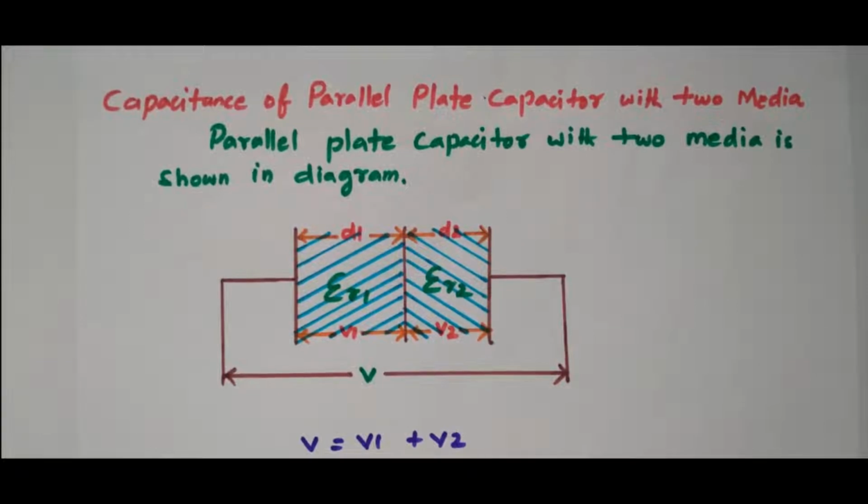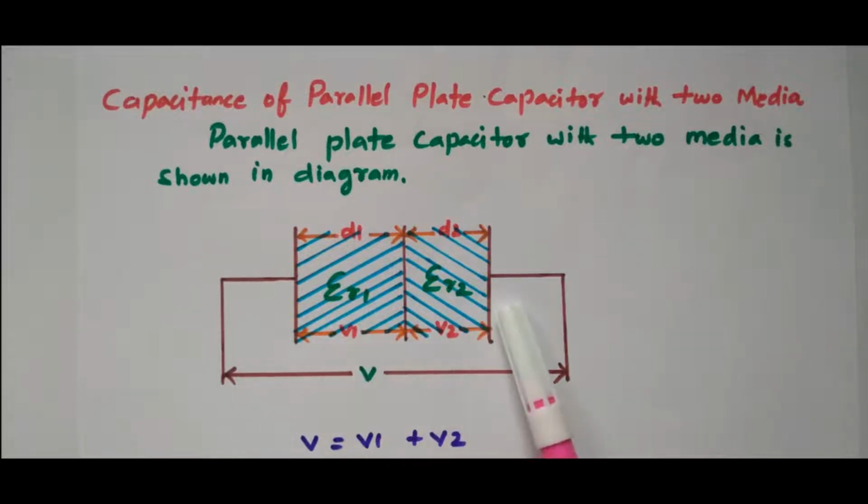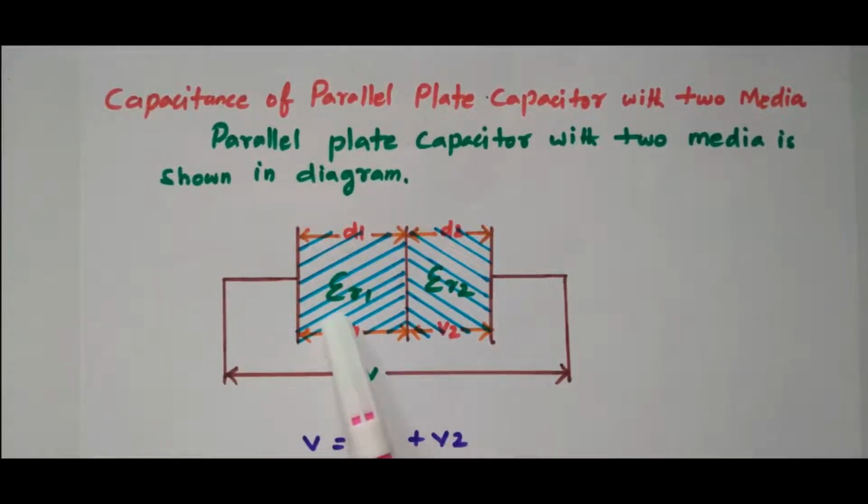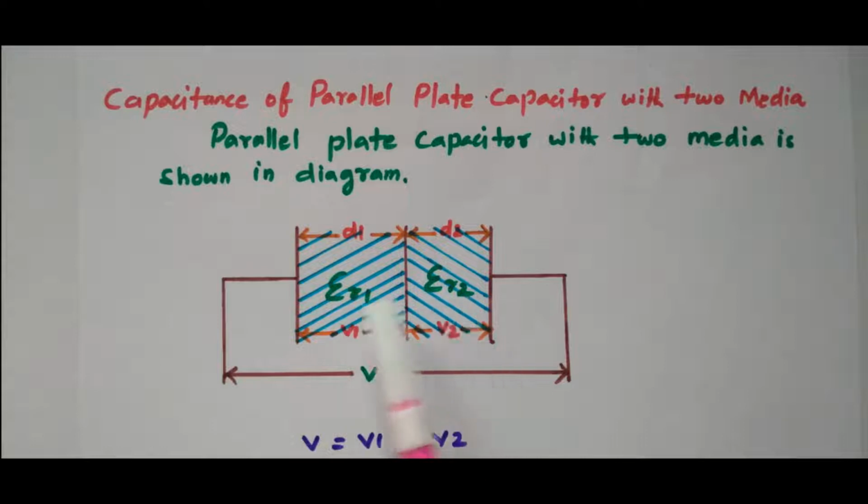Now we'll see the capacitance of a parallel plate capacitor with two media, that is two dielectrics. Previously what we discussed is only one dielectric. So refer to this diagram. This is the parallel plate. Two plates are available. In between, the dielectric material is filled, but only a portion of the dielectric is epsilon R1, the first dielectric. We have another dielectric with epsilon R2. Two different dielectrics are available between this parallel plate.